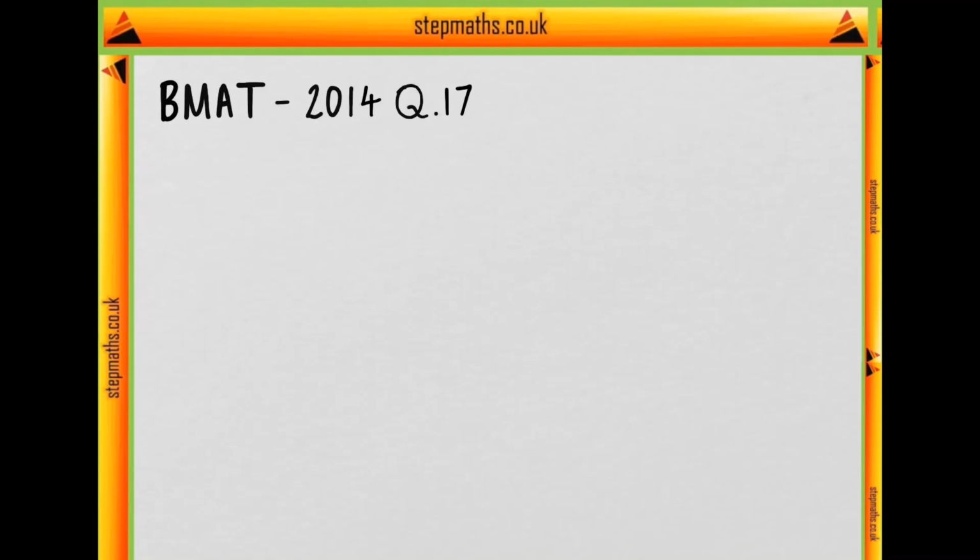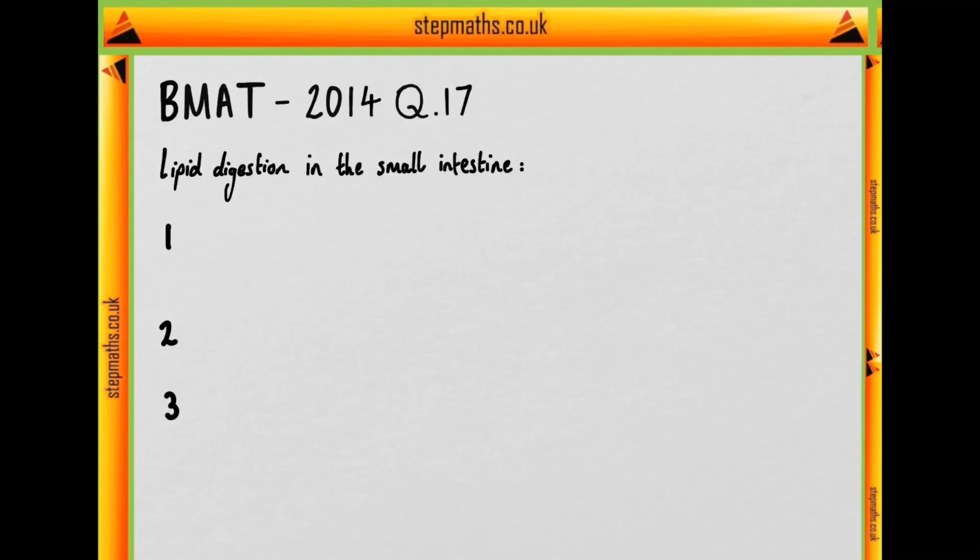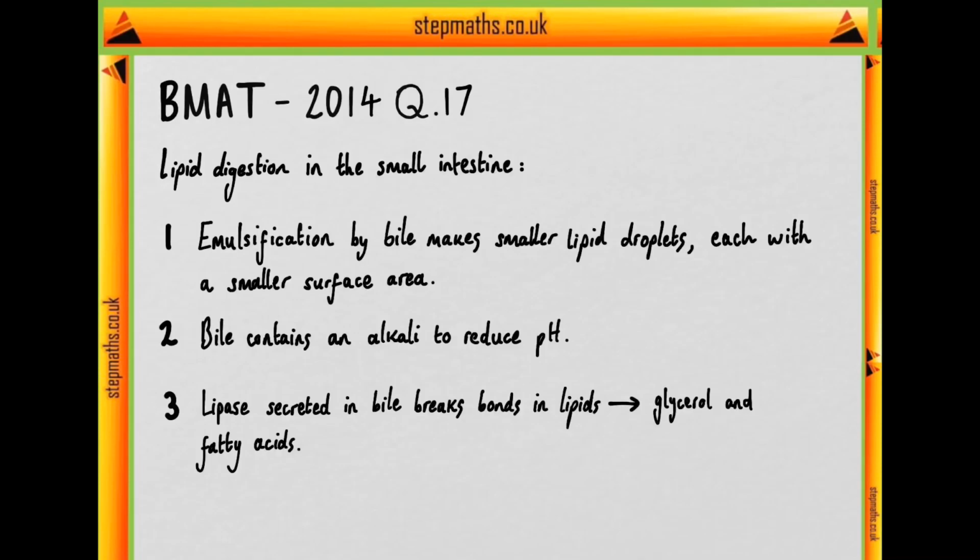In question 17, we're given three statements, which we're told are about lipid digestion in the small intestine. So here are our three statements, and we're asked which of them is correct. Now this question is slightly trickier than it would appear at first sight, because it's not assessing basic knowledge about this process of lipid digestion. It's actually trying to catch you out on a lot of the smaller details to do with these processes.